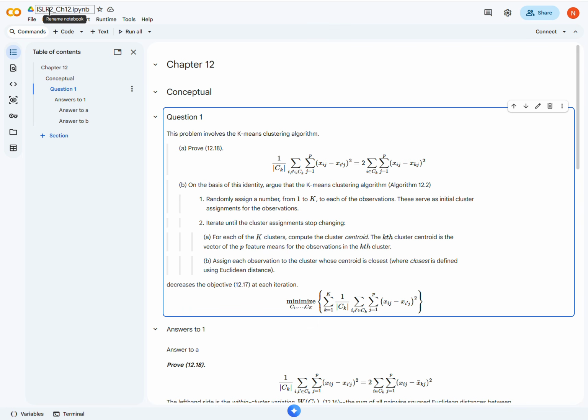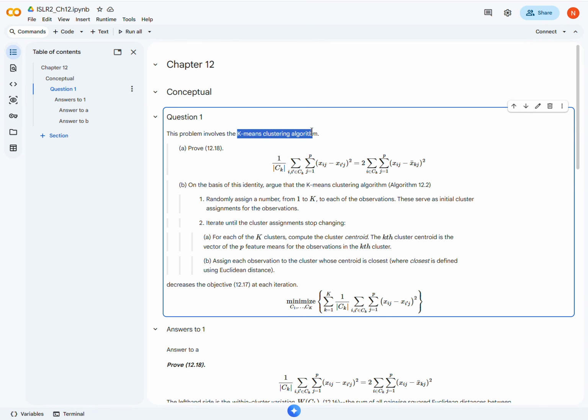Okay, so we are in Introduction to Statistical Learning. We're in Chapter 12. We're just starting, and we're in the conceptual questions, question number 1. This entire chapter deals with unsupervised learning, and among those methods discussed is clustering methods. And here we're talking about the k-means clustering algorithm. Okay, so here's the question.